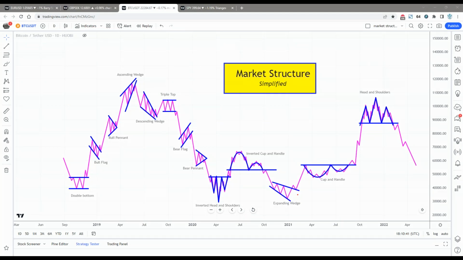Now, I personally, and I can only talk about myself, pay no attention to bull flags. Double bottoms are just, to me, a waste of time, especially in the type of trading we're doing. We see double bottoms every 2 seconds. But if we look at things like bull pennants, ascending wedges, descending wedges, bear pennants, expanding wedges, what do they all look like? They all look like triangles. So I lump all of these together as triangles.